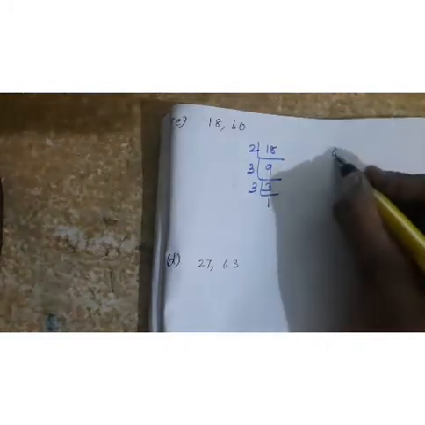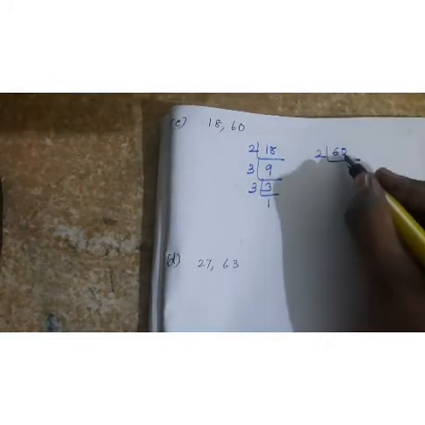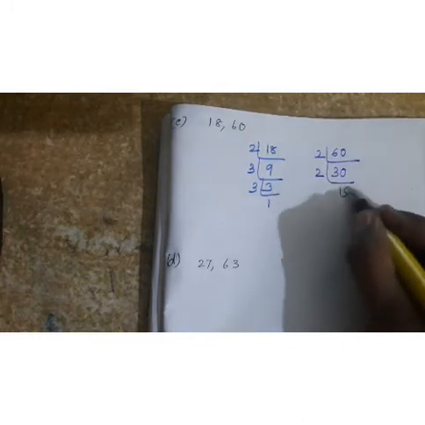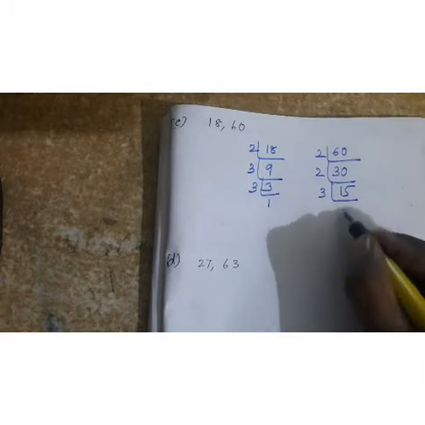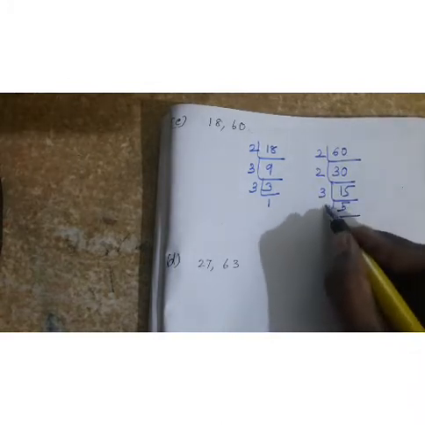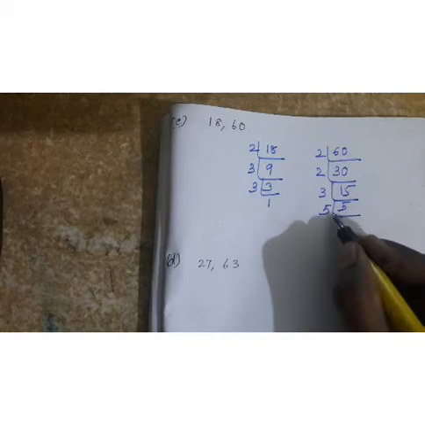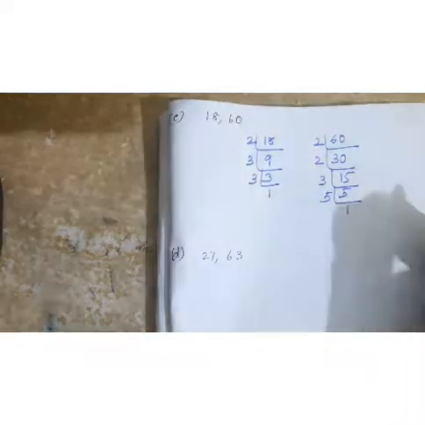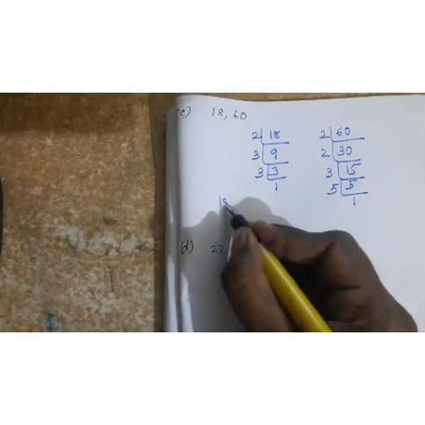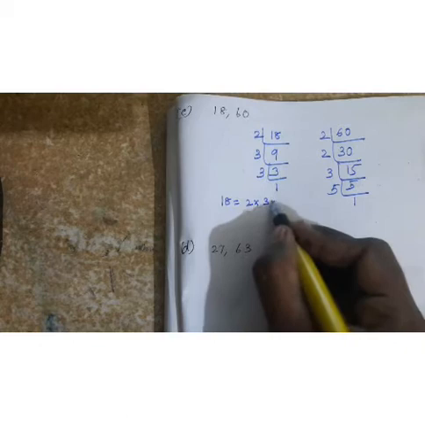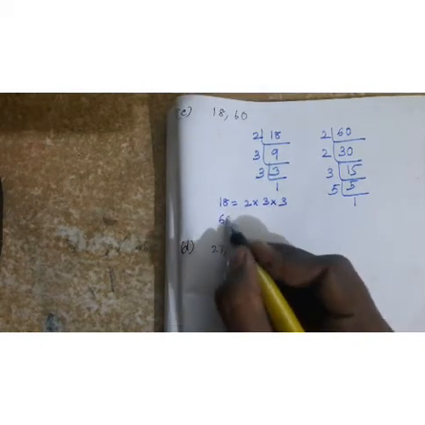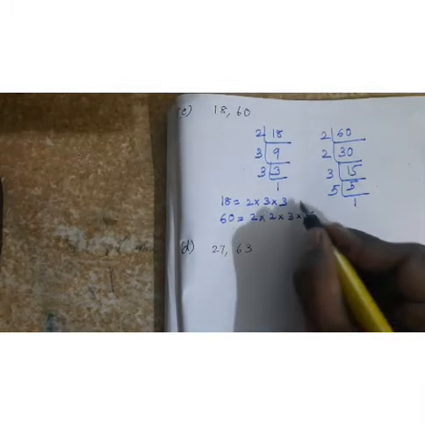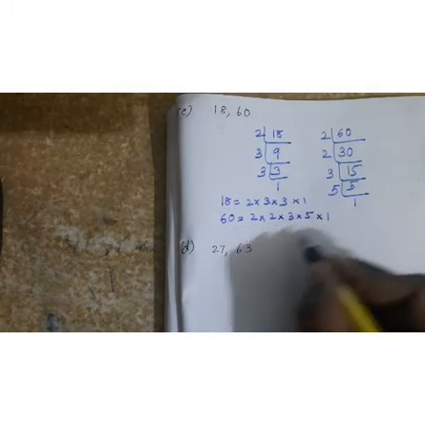Now find the prime factors of 60. 60 divided by 2 gives 30. 30 divided by 2 gives 15. 15 divided by 3 gives 5. 5 is a prime number which divides by itself. 5 divided by 5 gives 1. Now write the prime factors of 18 and 60. 18 equals 2 into 3 into 3. 60 equals 2 into 2 into 3 into 5 into 1.